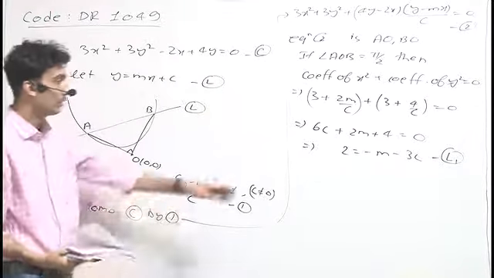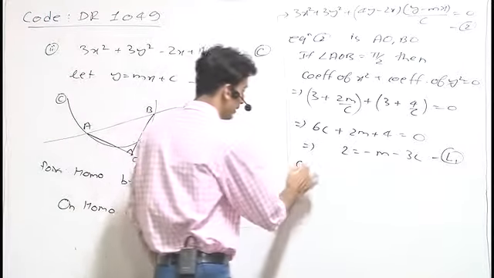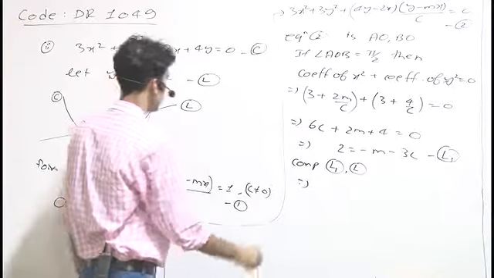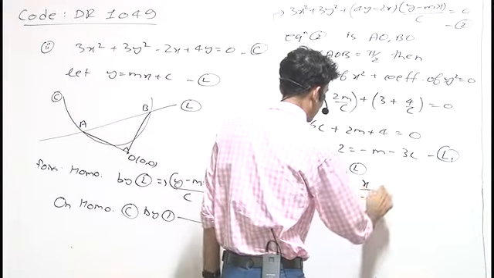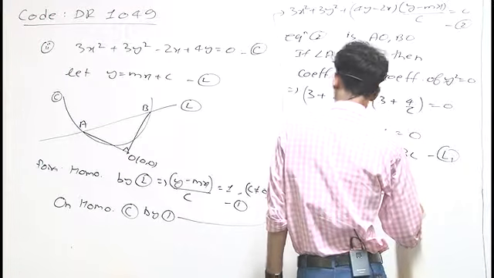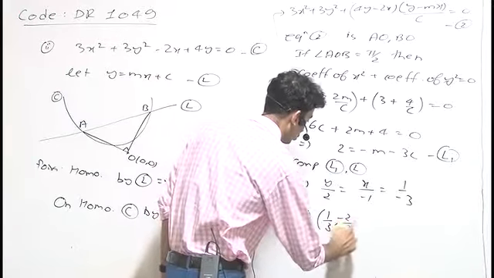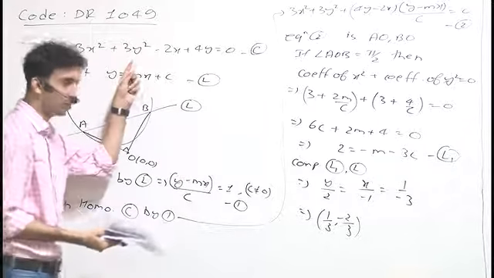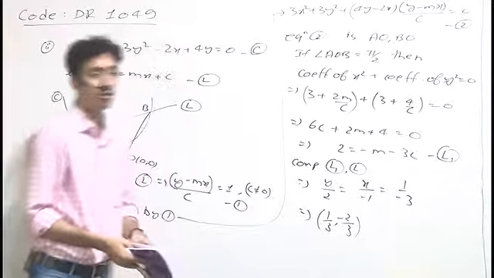Now we have relation L1 and we assume the chord as L. If we compare L1 and L, we will get y by 2, x by minus 1, and 1 by minus 3. So the point is (1 by 3, minus 2 by 3). This is the required point through which all those chords of this curve which subtend a right angle at the origin are concurrent. So this is the required answer of the second part.